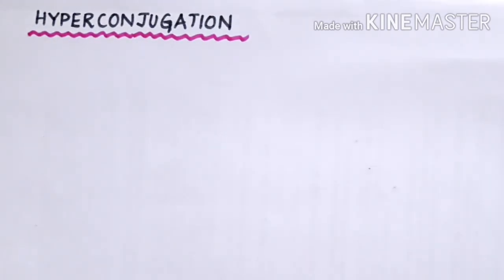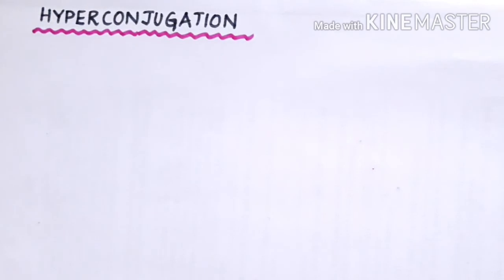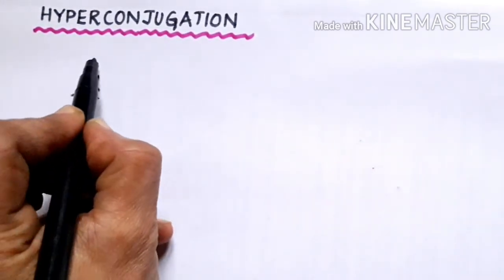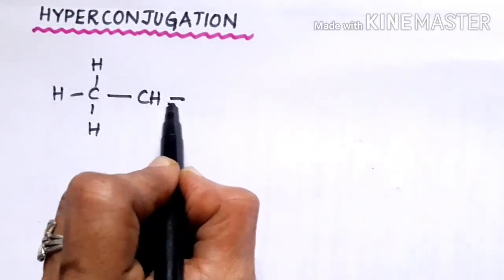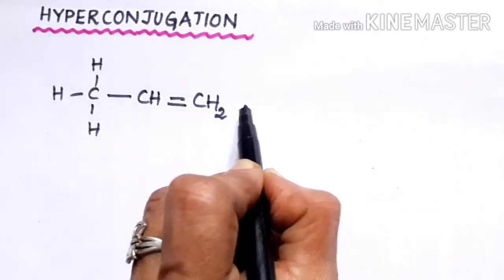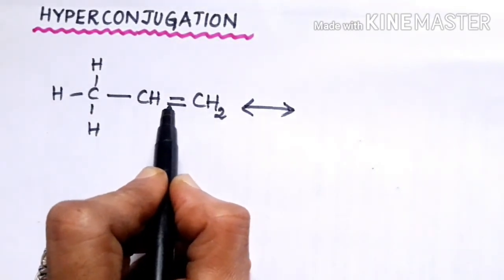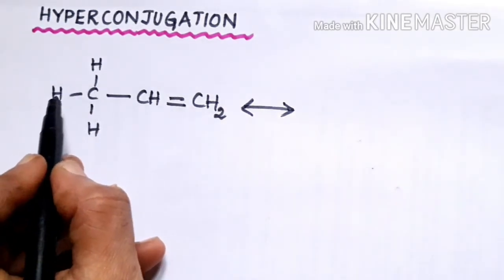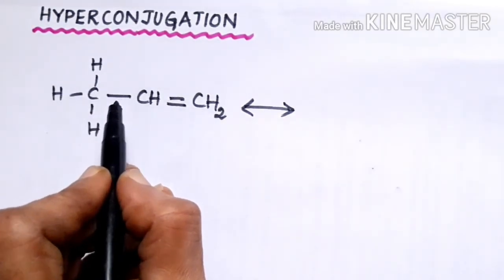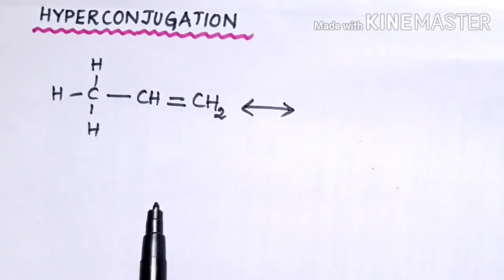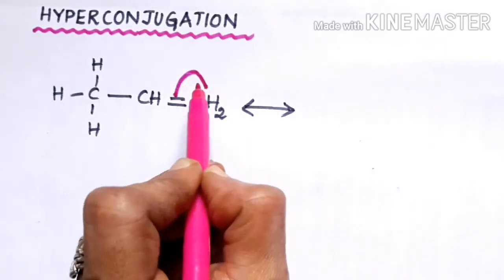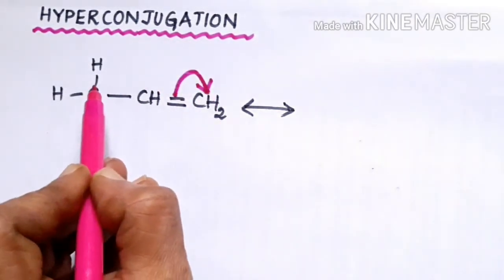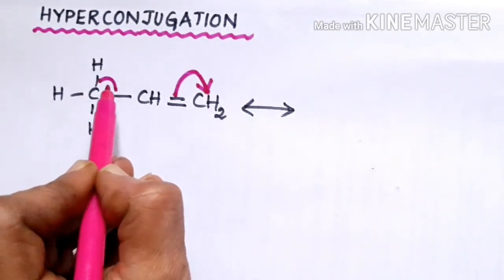Take the example of propene. Propene can be written as CH3 single bond CH double bond CH2. Here you find that the double bond is separated from the C-H sigma bonds through a single bond. Then we find that there is a slight transfer of electrons happening here. The pi electrons get shifted to this carbon, which makes the C-H bond shift towards this side.